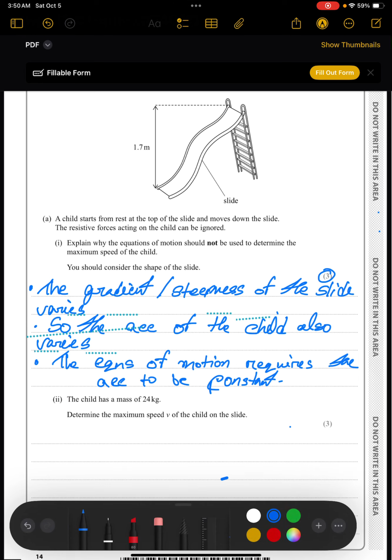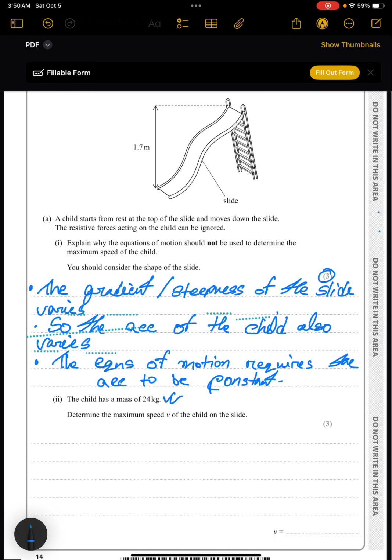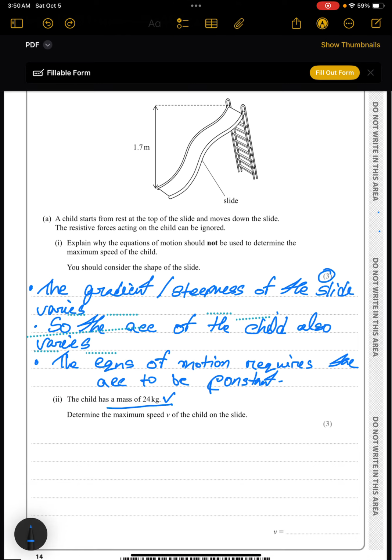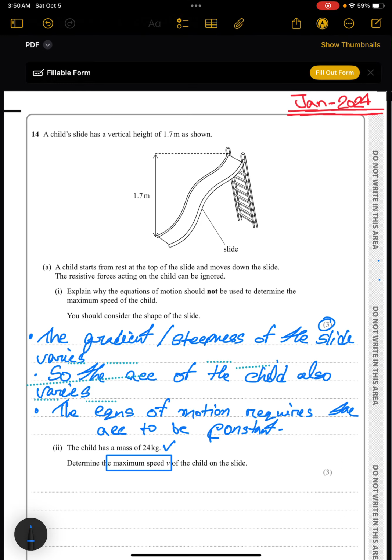In the next part of the question, they have said the child has a mass of 24 kg and they have asked us to find out the maximum speed. So we have told you previously that in order to find out the maximum speed, we have to find out the kinetic energy in this situation, as they have not given us the chance to use the equations of motion.